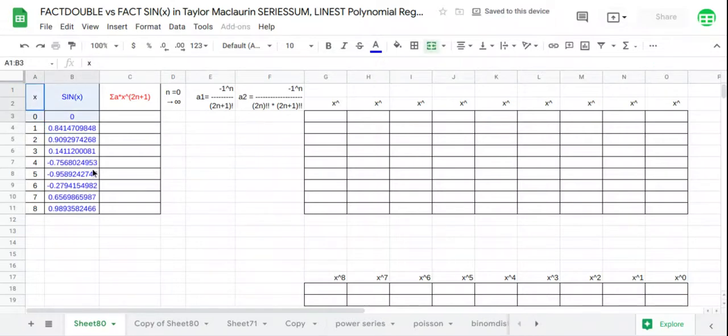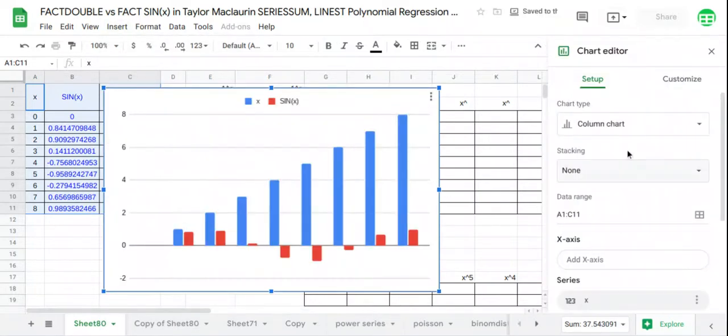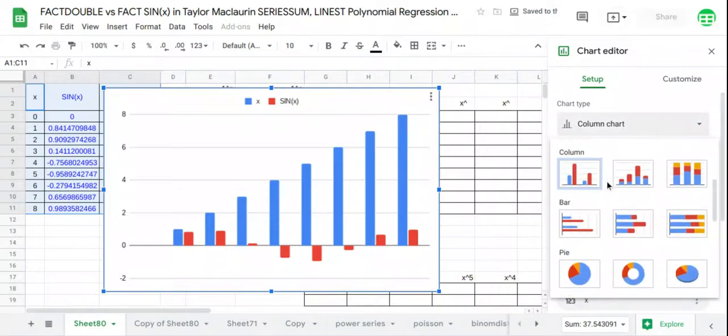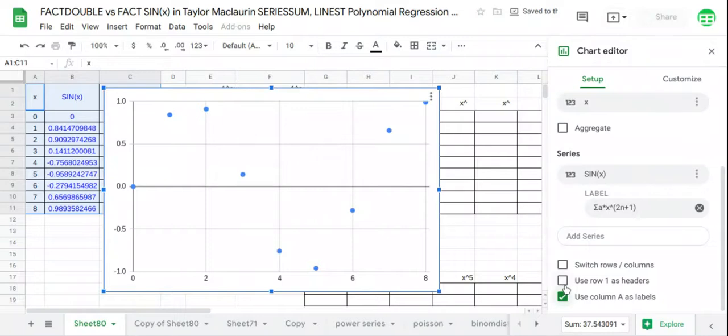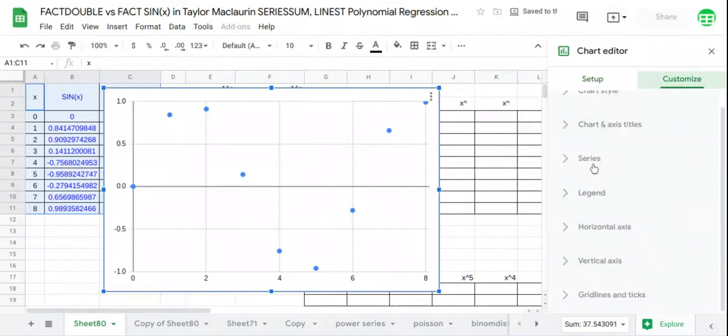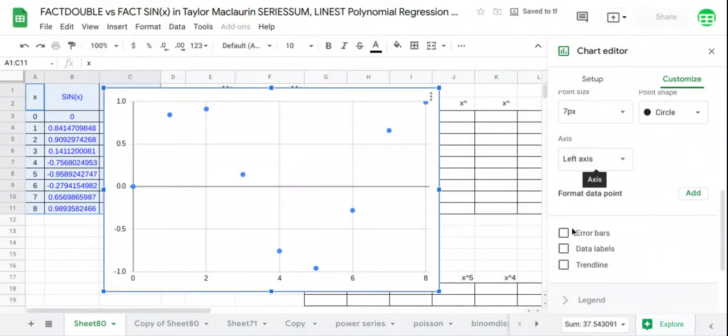And we'll chart this. Insert chart. And we use scatter chart. Use row 1 as header. Customize in the series, show the trend line.